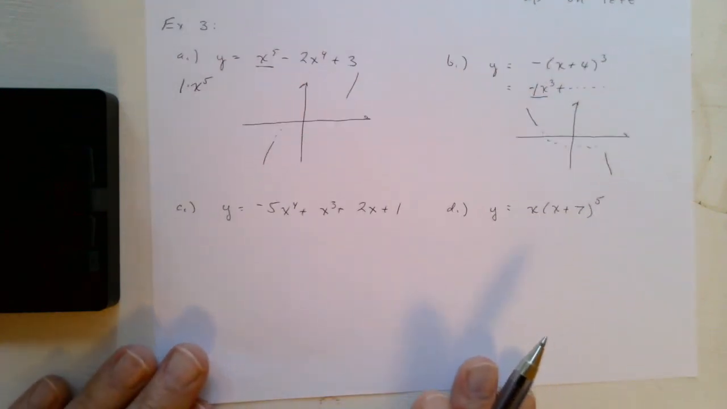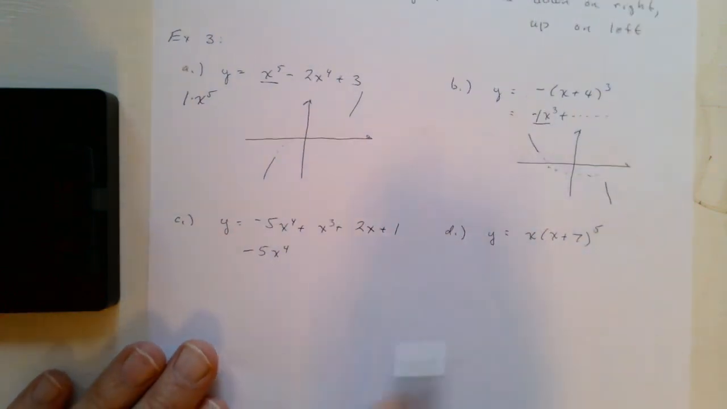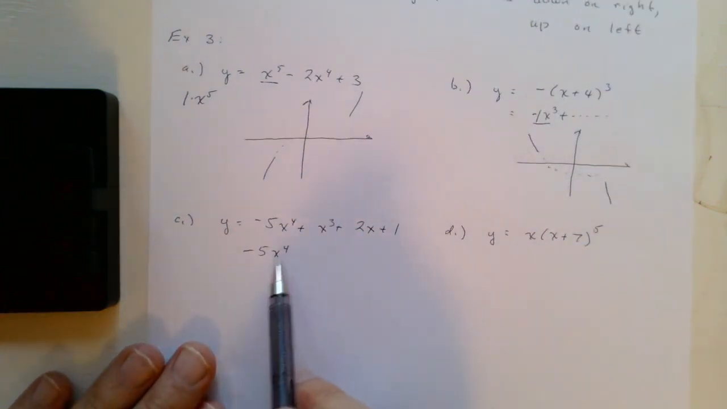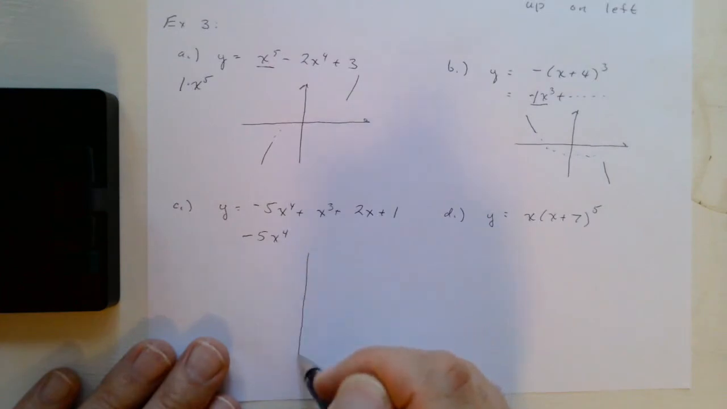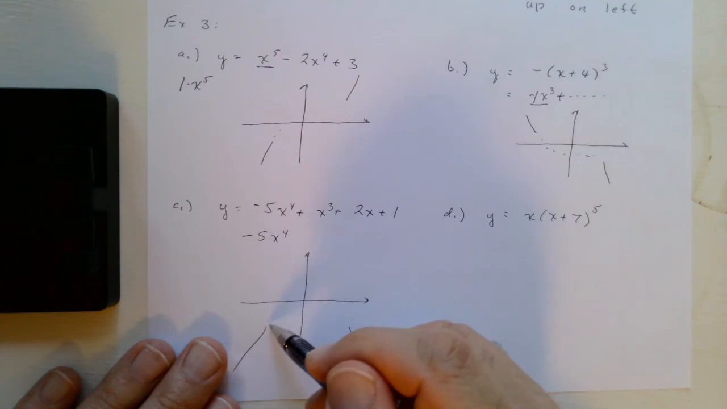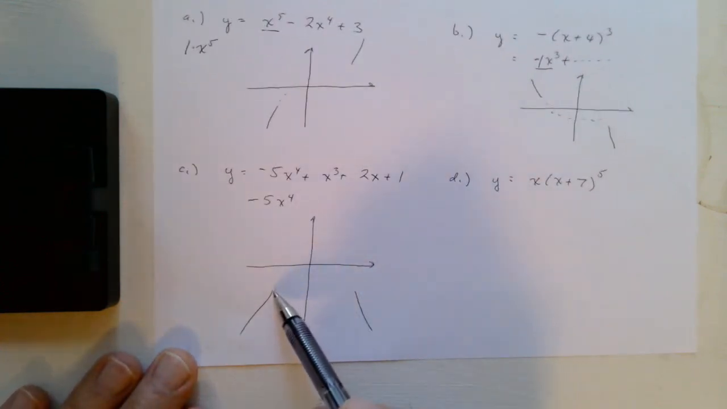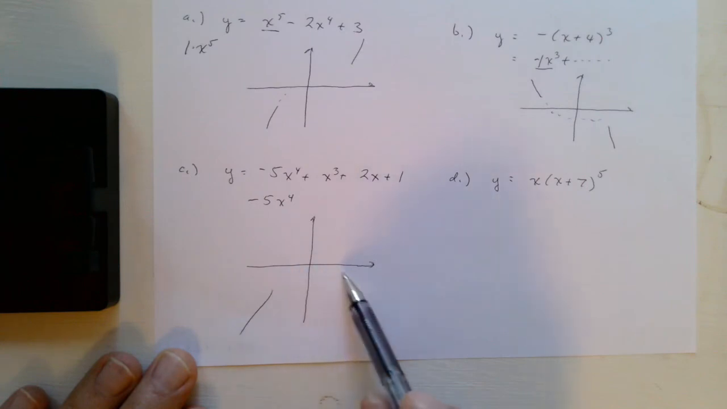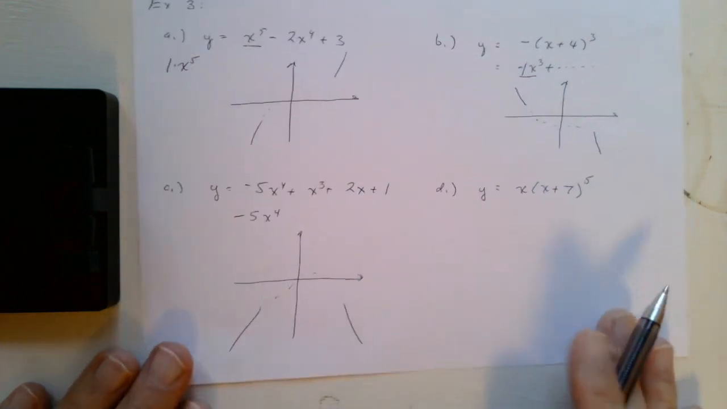Here in part C, the leading term is -5x to the fourth. So n is 4, so that's even, and the leading coefficient is negative. So we are in this situation, so the graph is going to be shooting down on both ends. And we don't know what happens in between. The graph might cross the x-axis, it might not. But we can see at some point it has to turn around at least once and then come back down here.